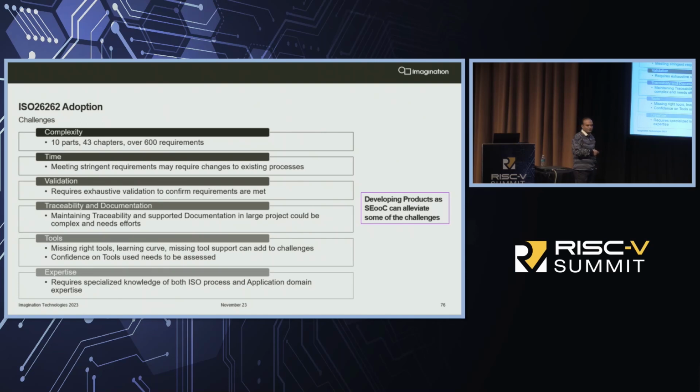Traceability and documentation, which I mentioned, requires quite an exhaustive amount of documentation and evidence to follow the ISO 26262 process. And the tools: we need to know what tools we are using. We need to have the tool confidence level assessed to make sure that our certification process goes through fine. And expertise in this area is a scarce skill set, people who know both the ISO process and also the application domain.